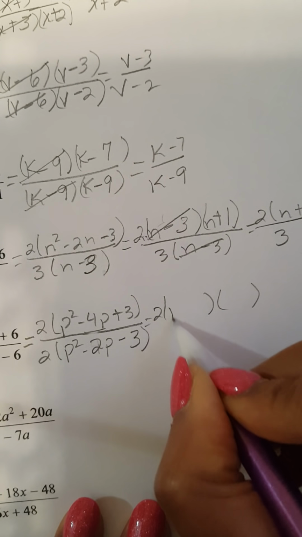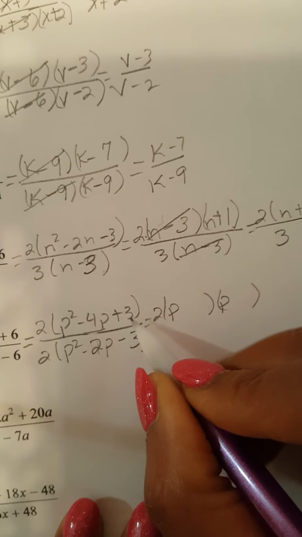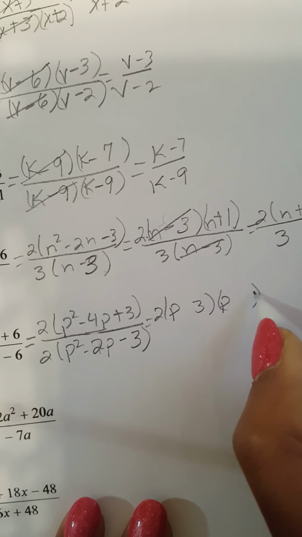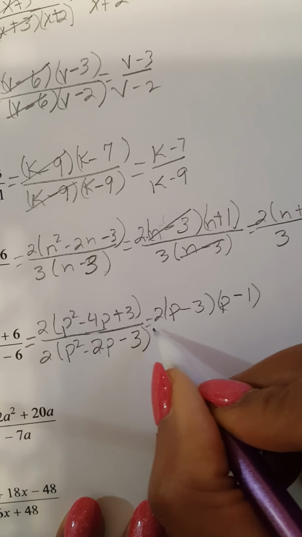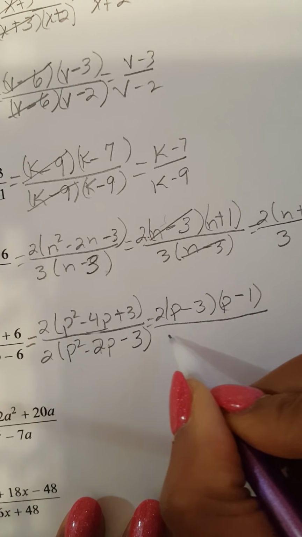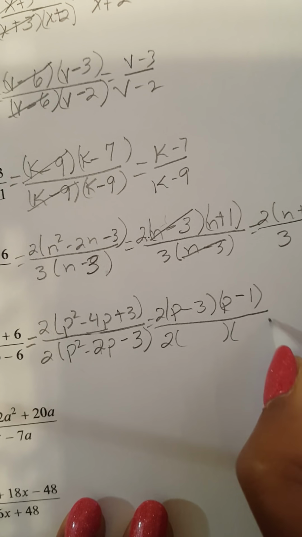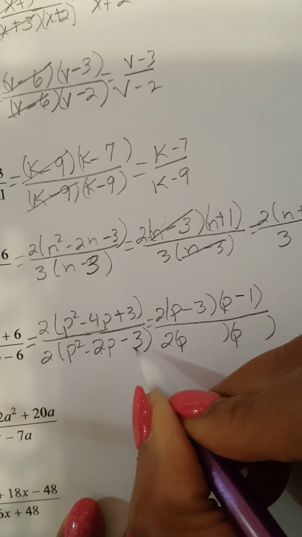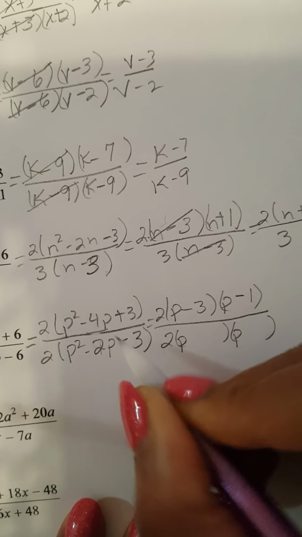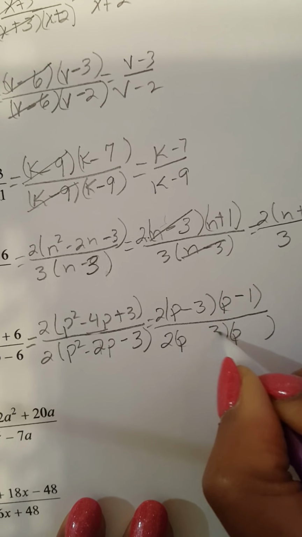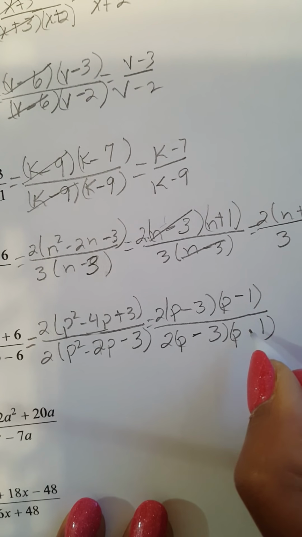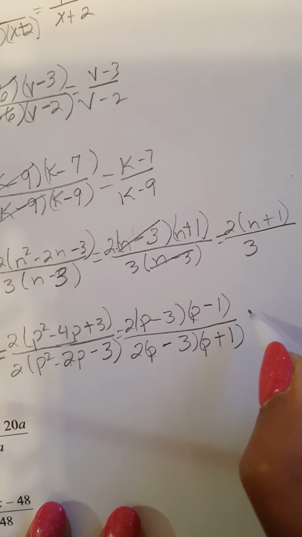P squared is p times p. What multiplies to give us 3 and adds to give us 4? That's 3 and 1. Both signs are the same, both negatives. On the bottom, p squared is p times p. What multiplies to give us 3 and subtracts to give us 2? That's 3 and 1. 3 is negative and 1 is positive.